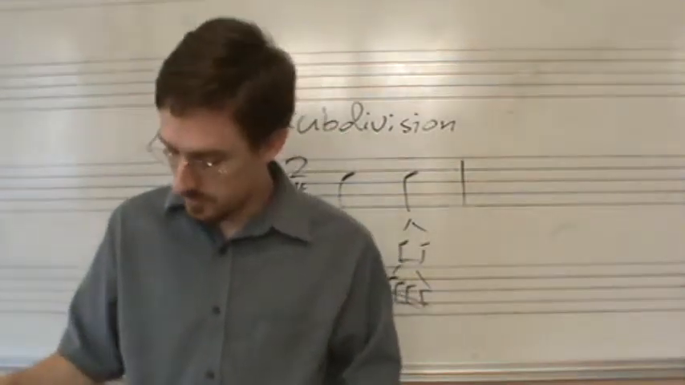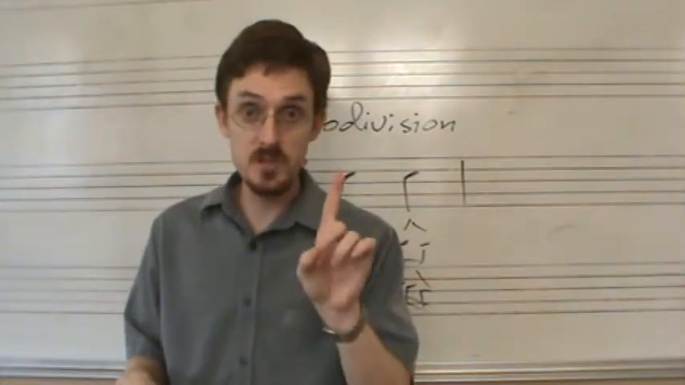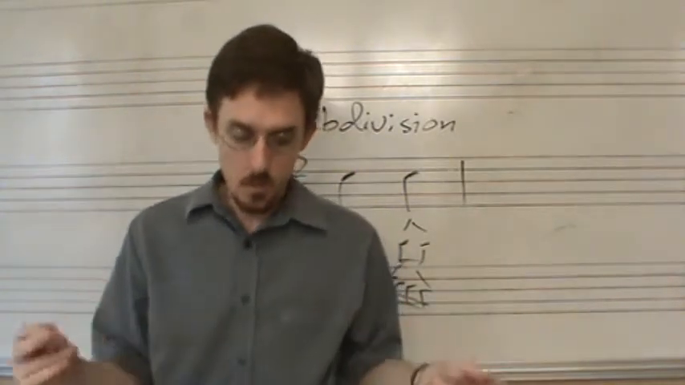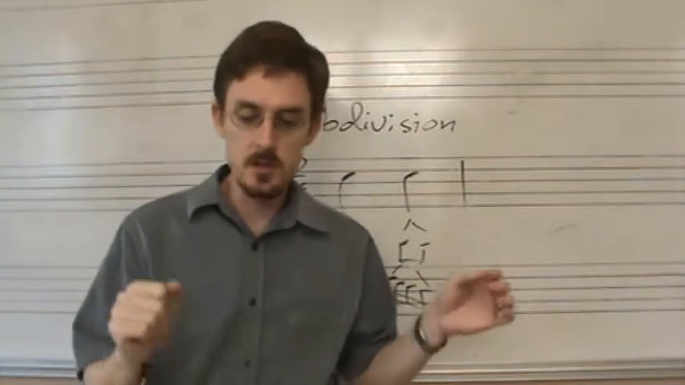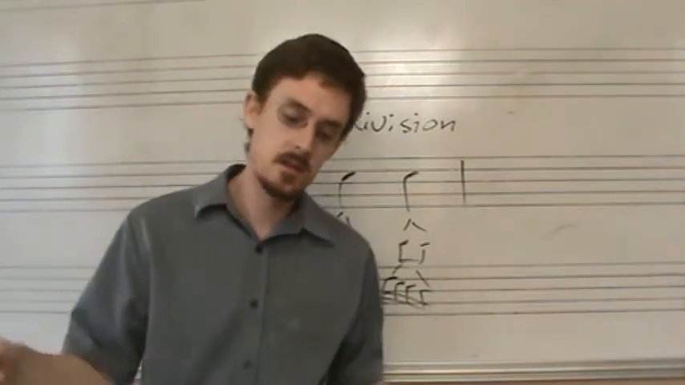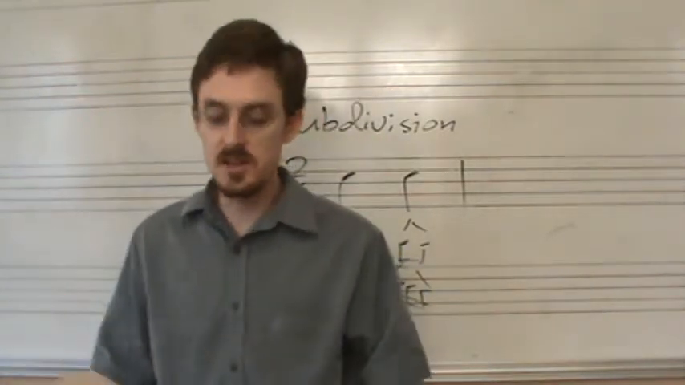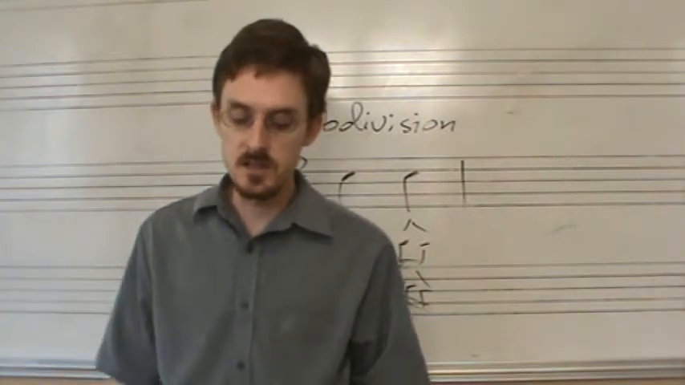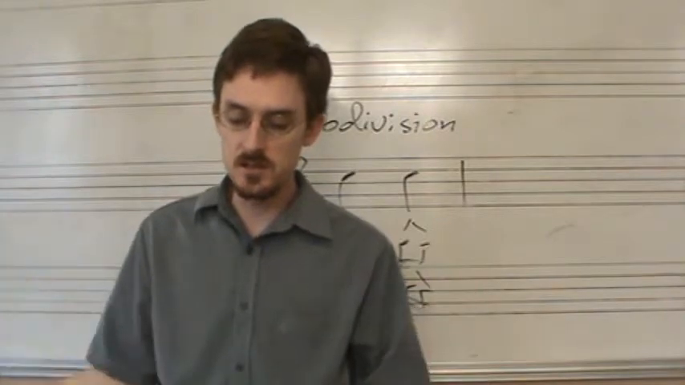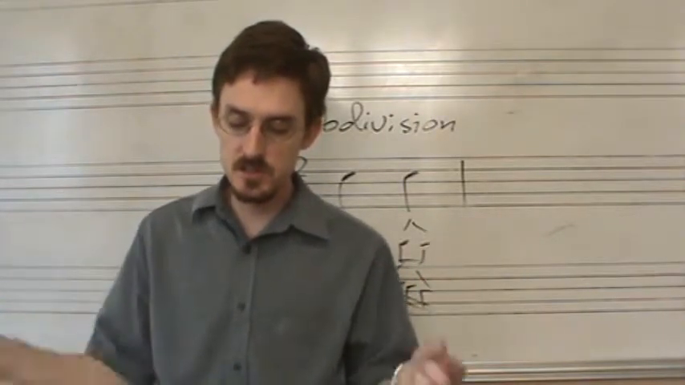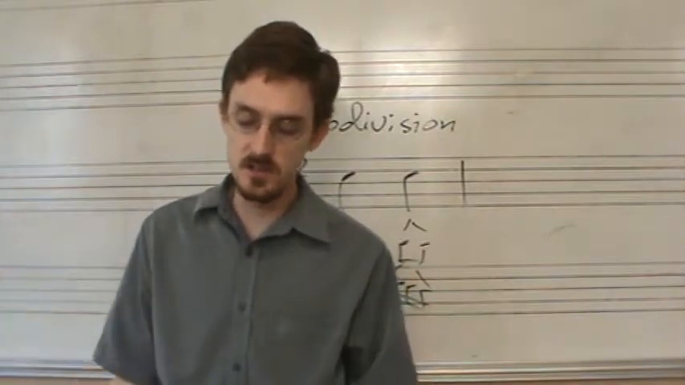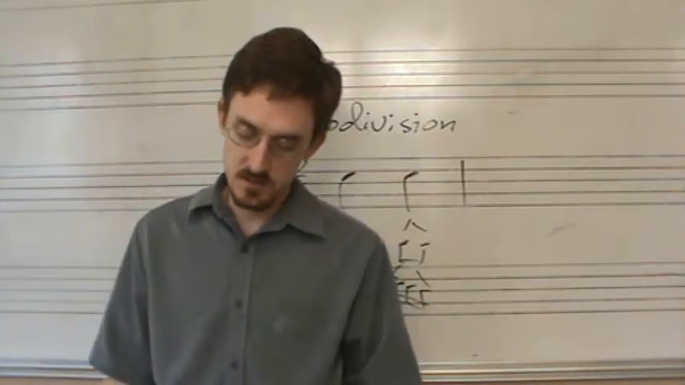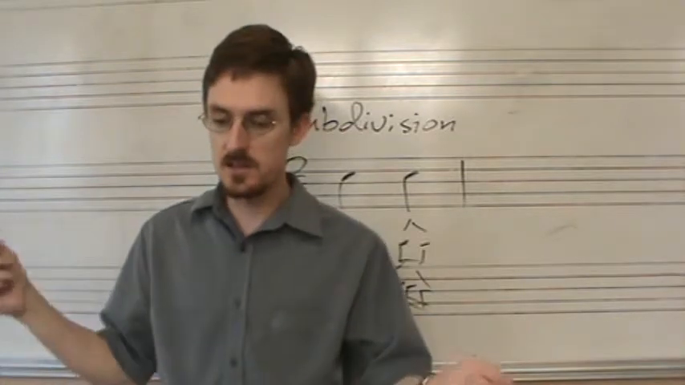All right, number 16. Let's give this one a try. So I'm going to give you one double subdivided measure in 4/4 time, and we'll be in 1e and 2e and 3e and 4e and. T, tiki, tiki, T, tiki, tiki, T, T, T, T, T, T, tiki, tiki, T, tiki, tiki, T.